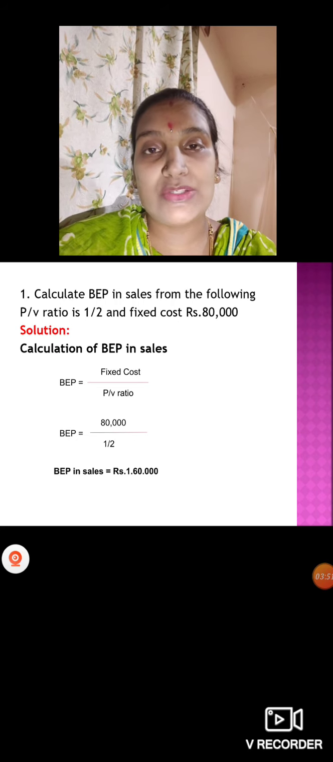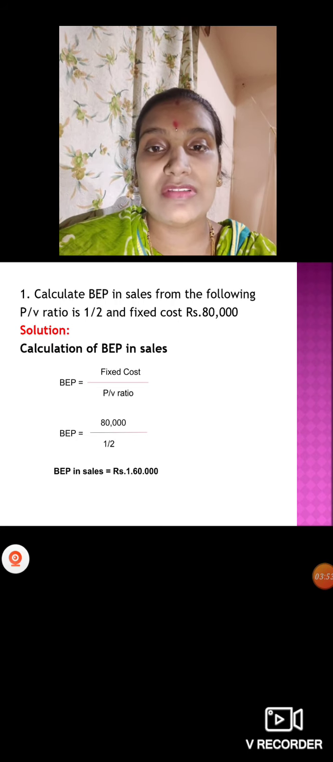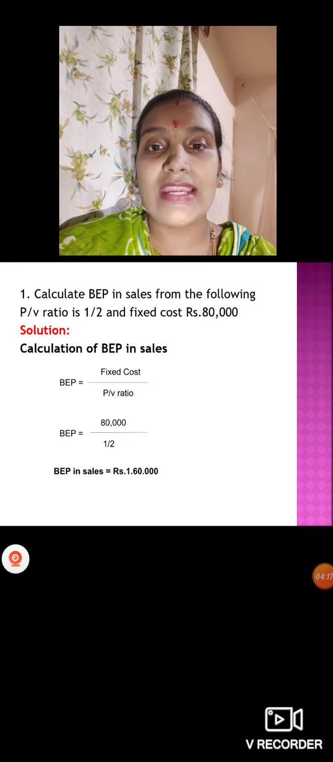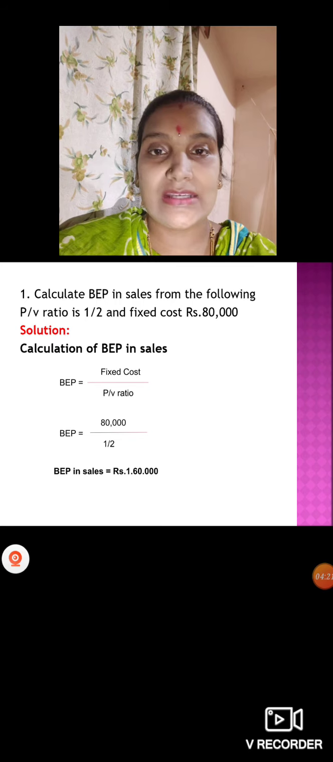80,000 divided by 1 by 2. How to solve this? 80,000 into 2 divided by 1. If you take it from the other side, the denominator becomes the numerator and the numerator becomes the denominator. So 80,000 divided by 1 by 2 gives 1,60,000. In the book you can write it as 80,000 into 2 divided by 1, so you will get 1,60,000.